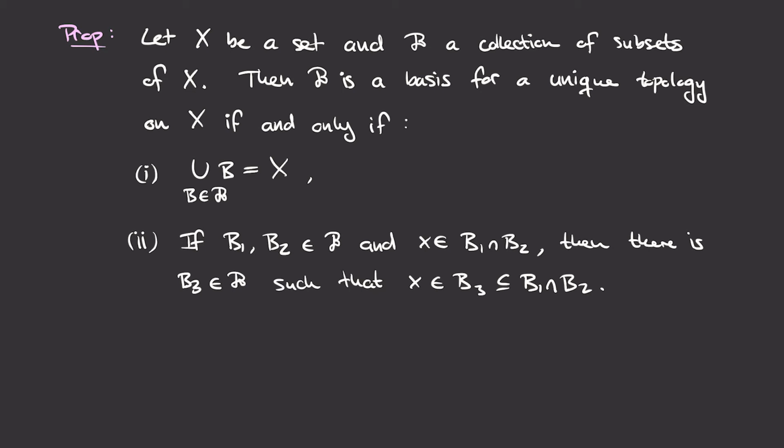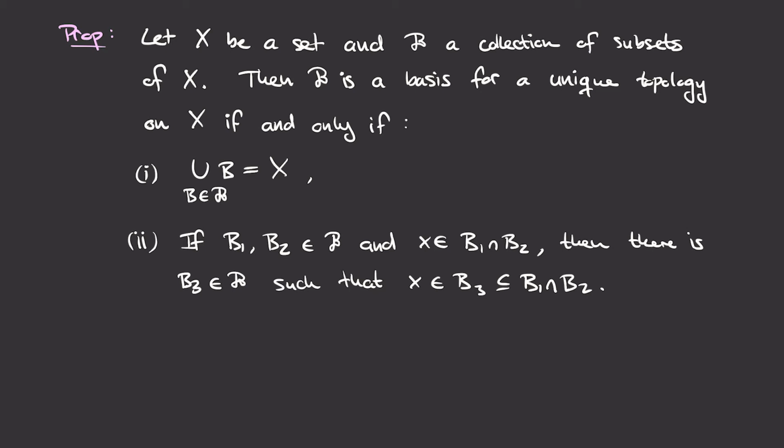It says that if we have two basis elements and there is a point within their intersection, then there has to be a third basis element such that X lies within that third basis element and that third basis element is contained within the intersection. This second condition is perhaps a bit complicated, so I'll illustrate with a picture.